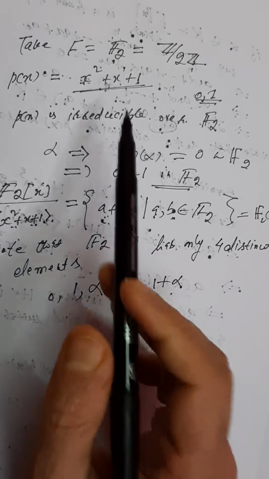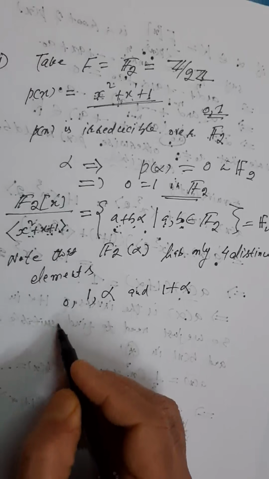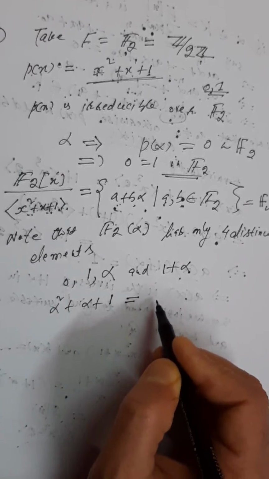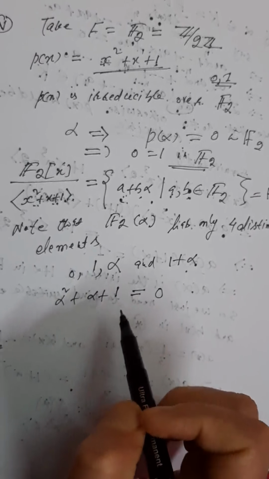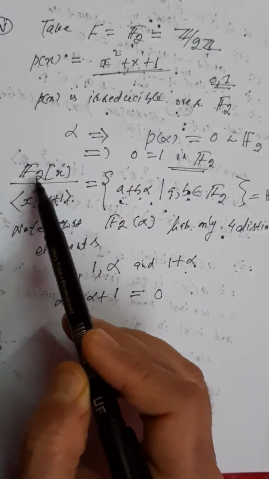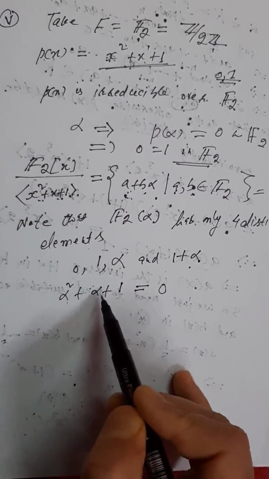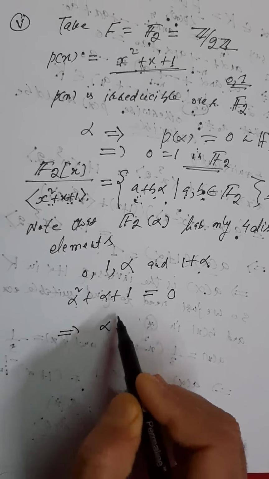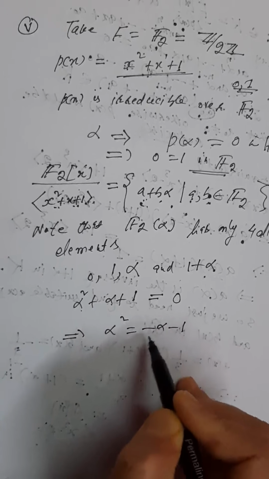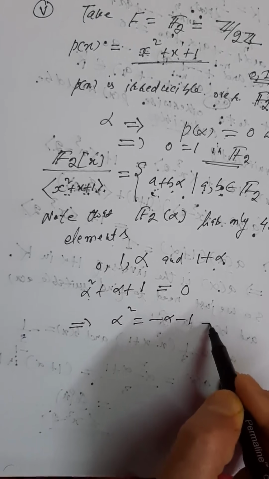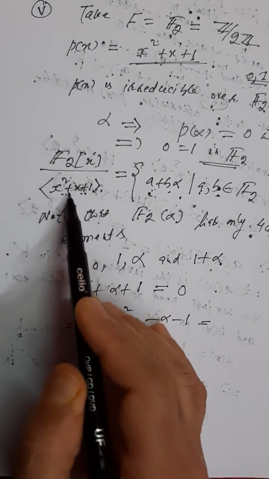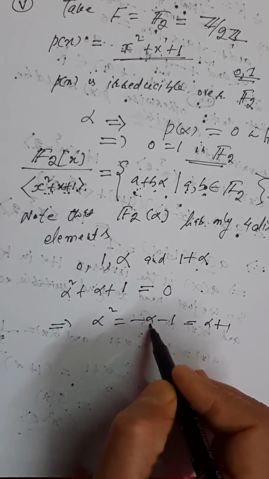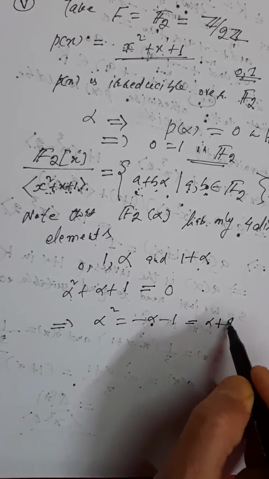Note that alpha is a root of this polynomial here. So this means what? Alpha square plus alpha plus 1 equals 0. Now when I say that alpha is a root, I don't mean that alpha is a root in F2. Alpha is a root in this extension. So alpha square plus alpha plus 1 is equal to 0 in this extension. So this actually means that alpha square is minus alpha minus 1. But in F2[x] over this, it is actually alpha plus 1, because minus 1 is the same as 1 in F2. So therefore this is okay.